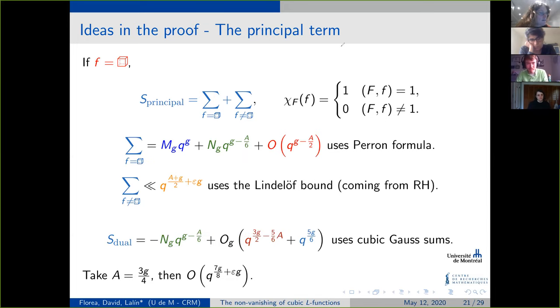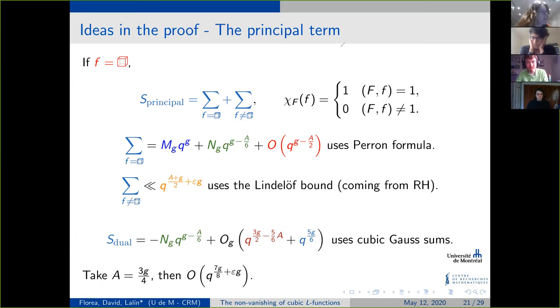And then the term where things are flipped with the chi bar, this is called the dual, and this term is the most difficult to estimate, and the estimate uses what is called a cubic Gauss sum. The typical Gauss sum will be a sum with an additive character and a quadratic character. This is with a cubic character, and the behavior is chaotic, and so they are hard to estimate. So it's a lot of work to estimate things there.